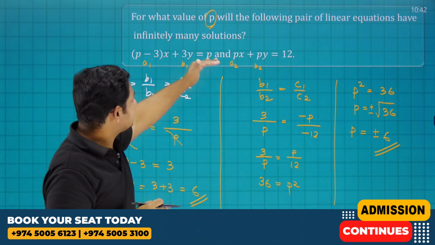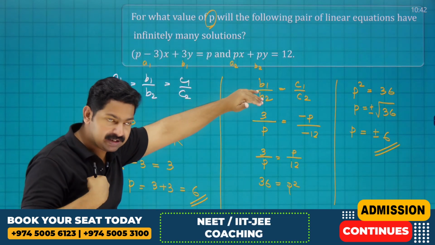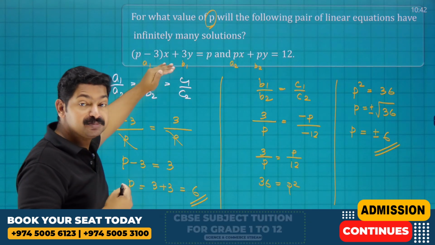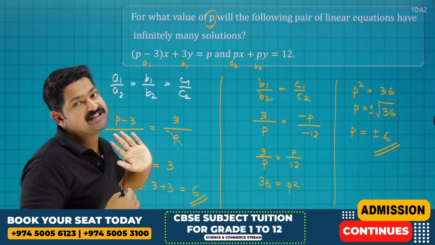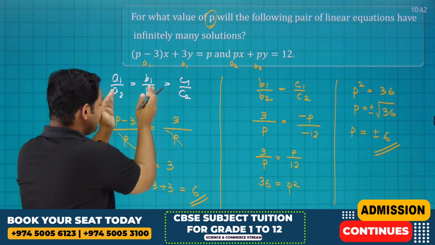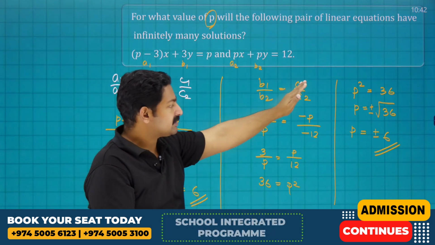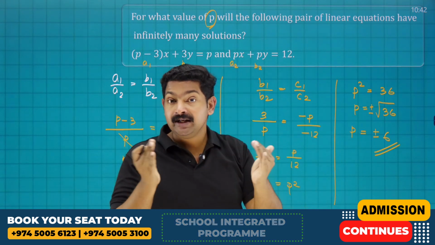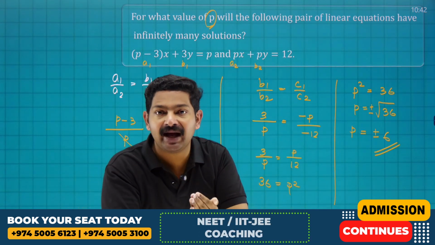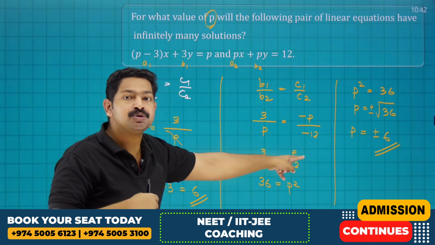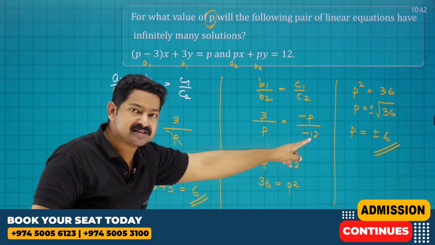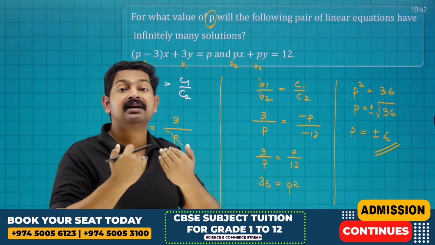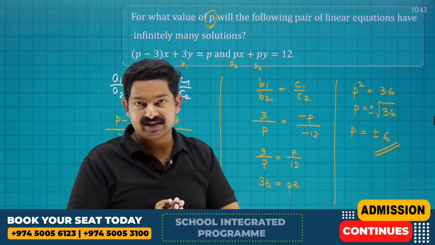But since it is given that there are infinitely many solutions, we know that this condition must be satisfied. That is, a1 by a2 must be equal to b1 by b2, must be equal to c1 by c2. When we equated the first one, we got p equal to 6. When we equated the second one, we got p equal to plus or minus 6. When we compare these two, for which value are both satisfied? p equal to 6, because there also p equal to 6 is there, here also p equal to 6 is there. So the final value that we can consider for p is 6 itself.